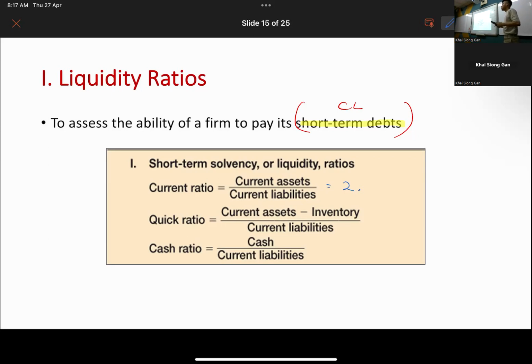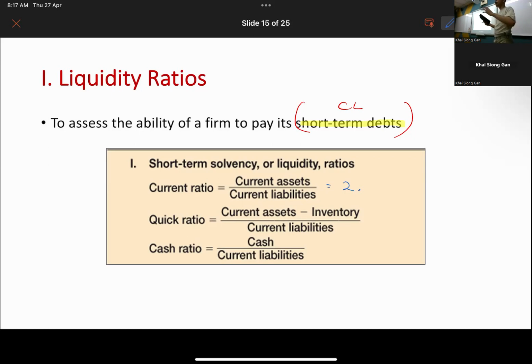Okay, the next one is quick ratio. Quick ratio here is also called the acid test ratio. If you want to write it down, you can. Quick ratio means acid test ratio. That means here I want to see more of its liquidity. It's more of an extreme version as compared to the current ratio.